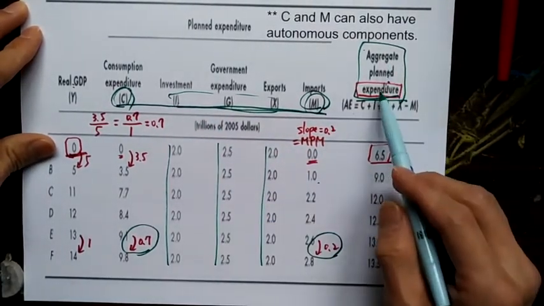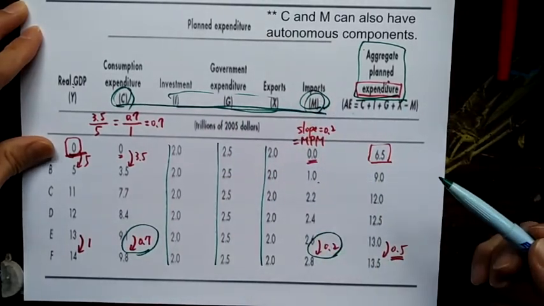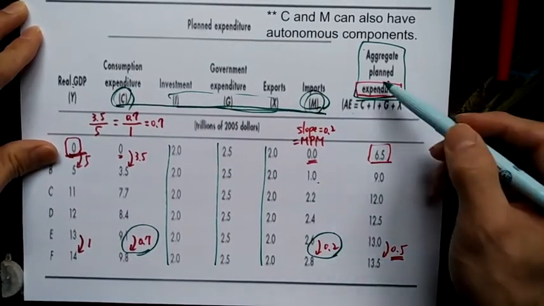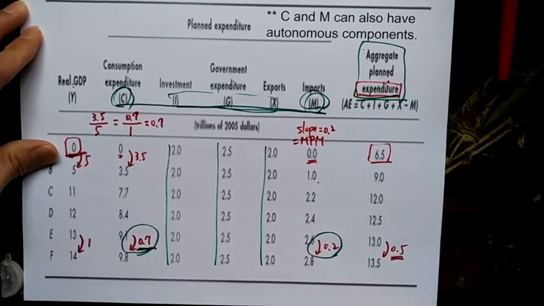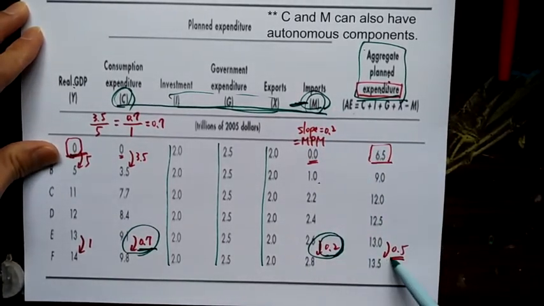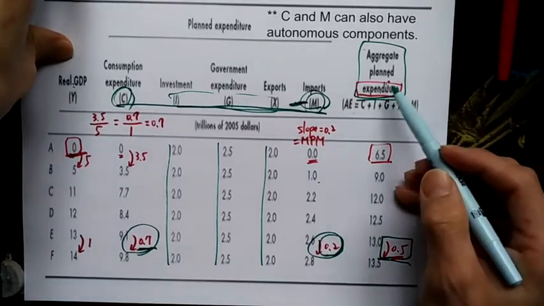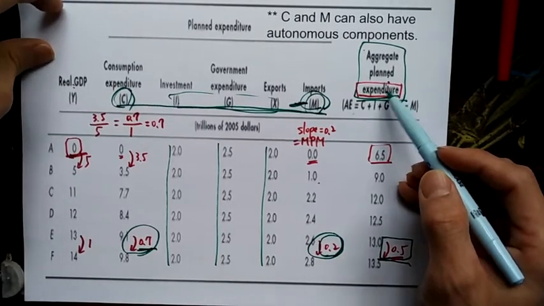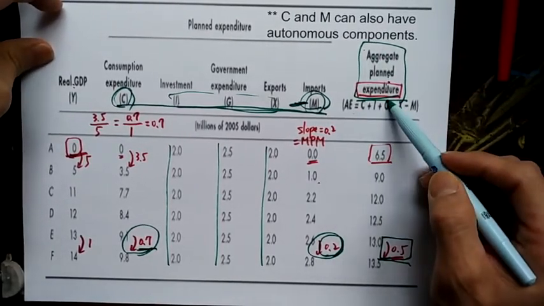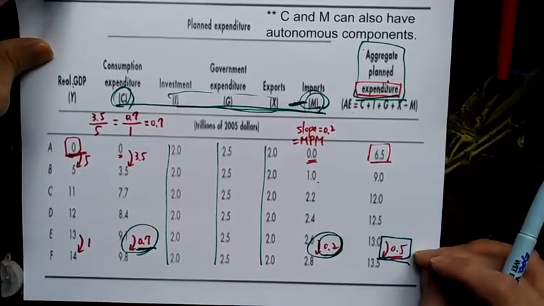And remember, aggregate expenditure is C plus I plus G plus X minus M. Therefore, the slope of the aggregate expenditure function should be equal to the slope of the consumption function minus the slope of the import function, which is exactly 0.5. Because all the dependencies on income of the aggregate expenditure function come from C, consumption, and import.